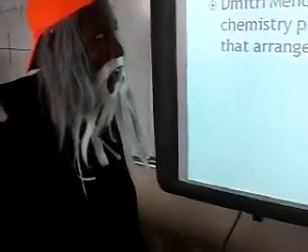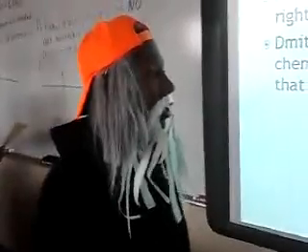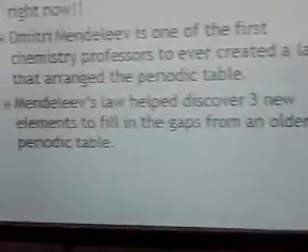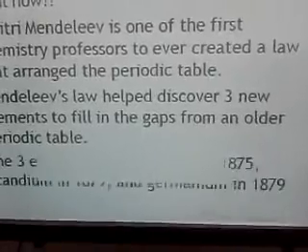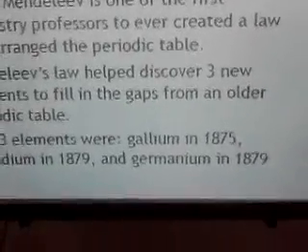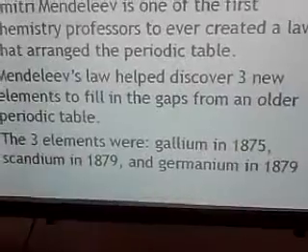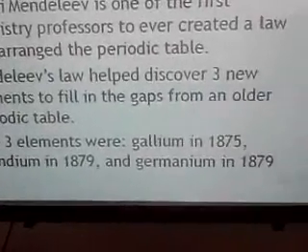Okay, so what do you, Dimitri Mendeleev, have to do with the periodic table? I bet you can't answer that, can you? First of all, I'm Russian, and Dimitri Mendeleev is one of the first chemistry professors to create a law that arranged the periodic table. Mendeleev's law created and helped discover 3 new elements to fill the gaps from the older periodic table. The 3 elements were gallium in 1875, scandium in 1879, and germanium in 1886.